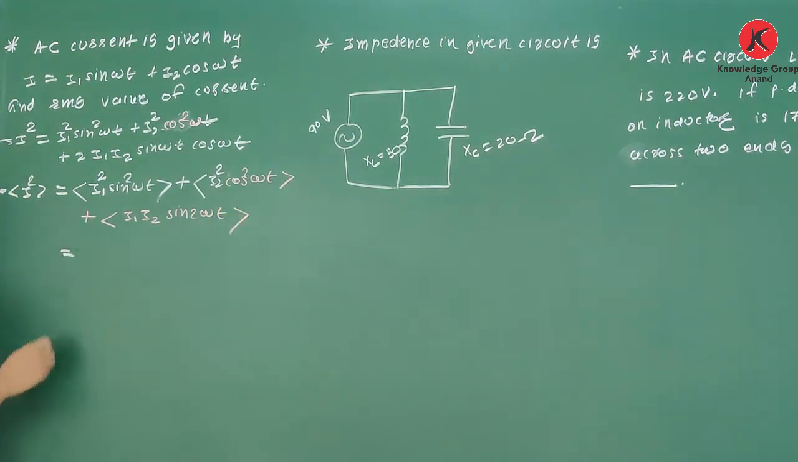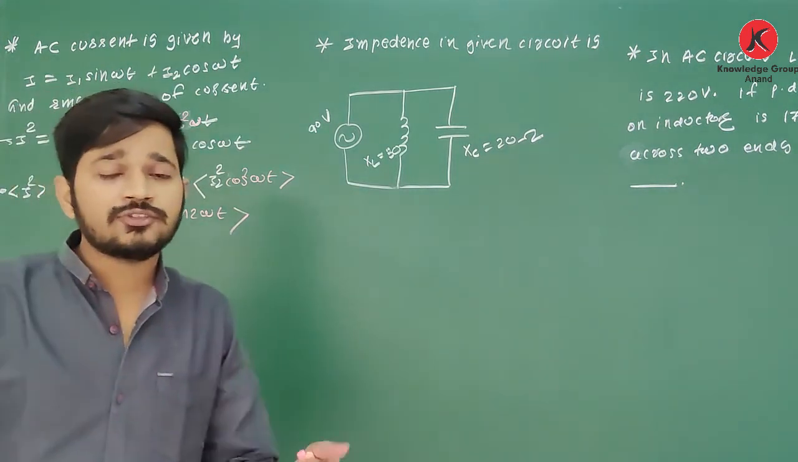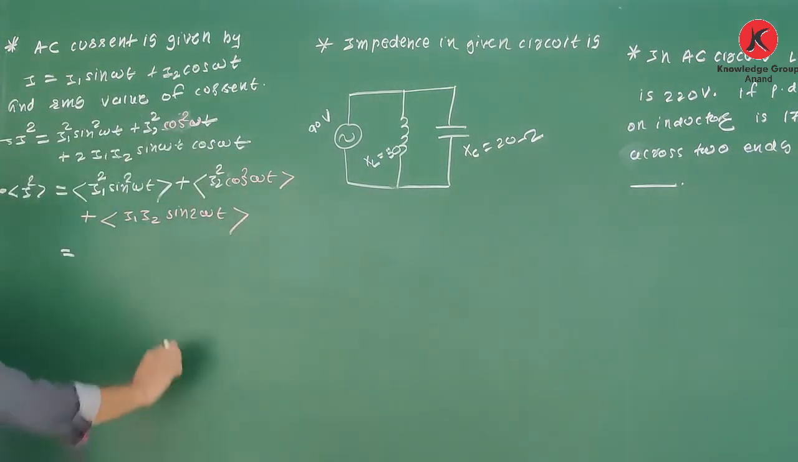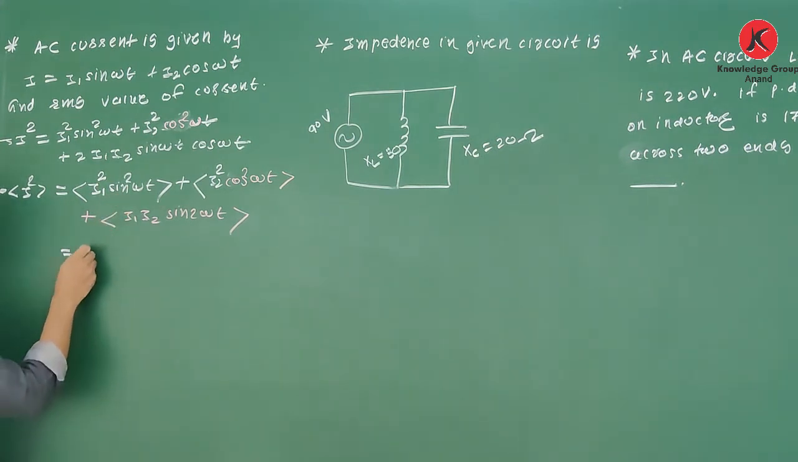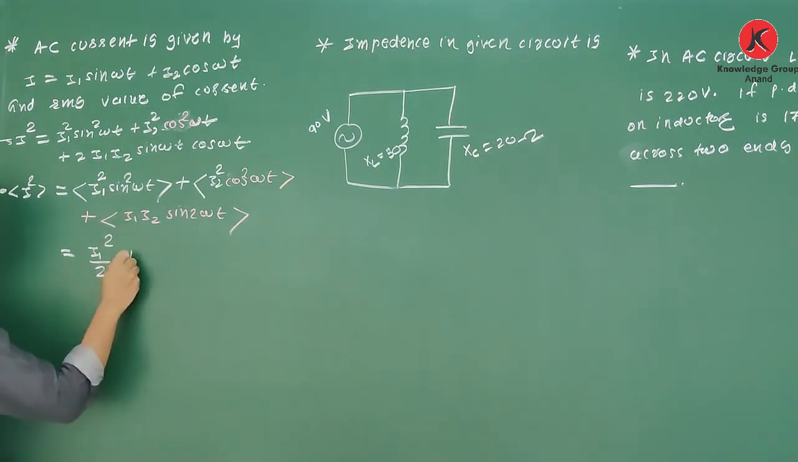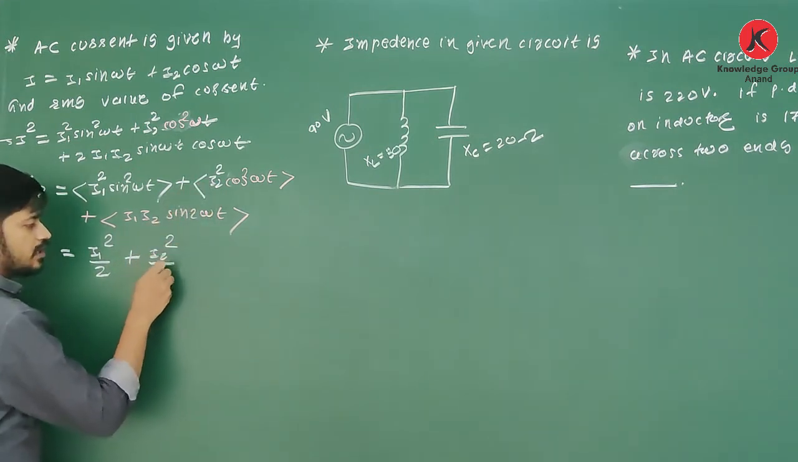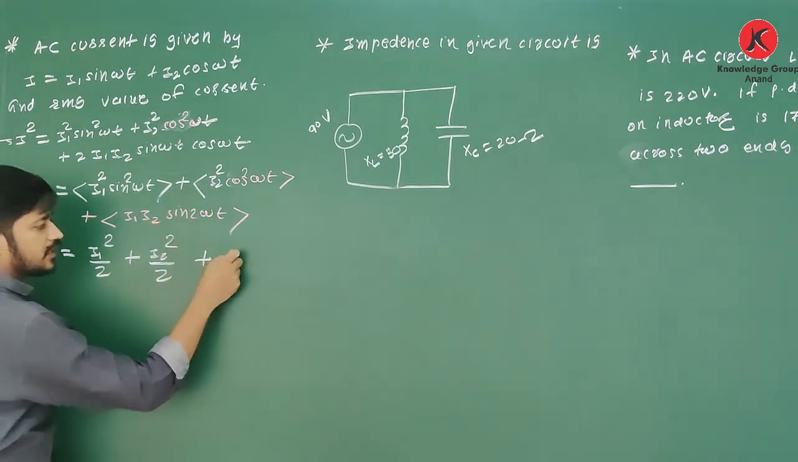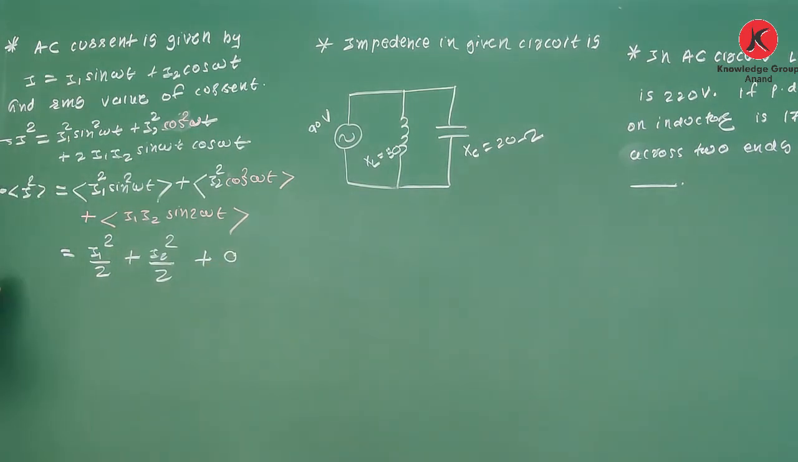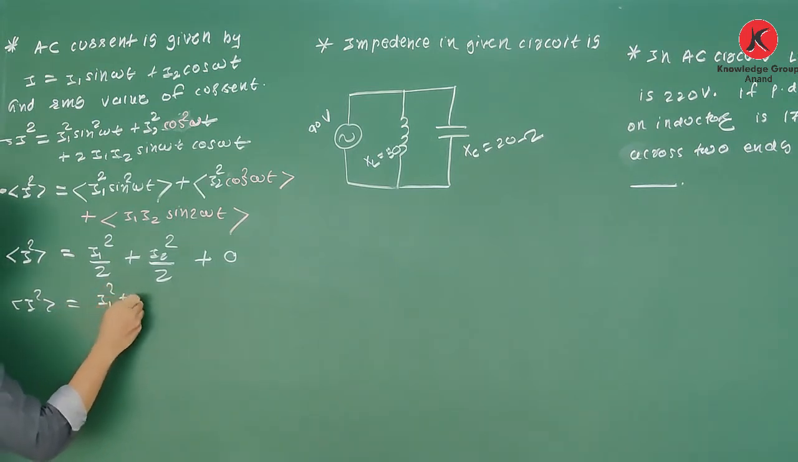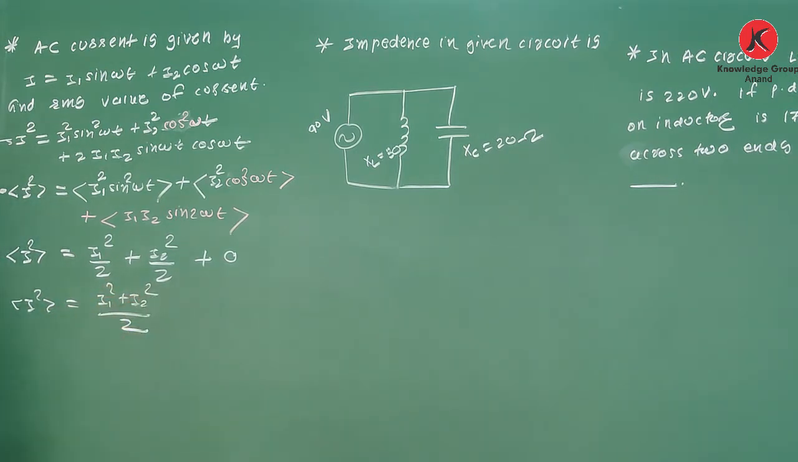And now we know that in very first lecture of this chapter we have discussed, average of sine or cos over a period is 0, but average of sine square or cos square over a period is 1 by 2. So I will write its direct answer, that is I1 square by 2 plus I2 square by 2 plus, as it is function of sine, its average will be 0. So mean of I square is I1 square plus I2 square divided by 2.